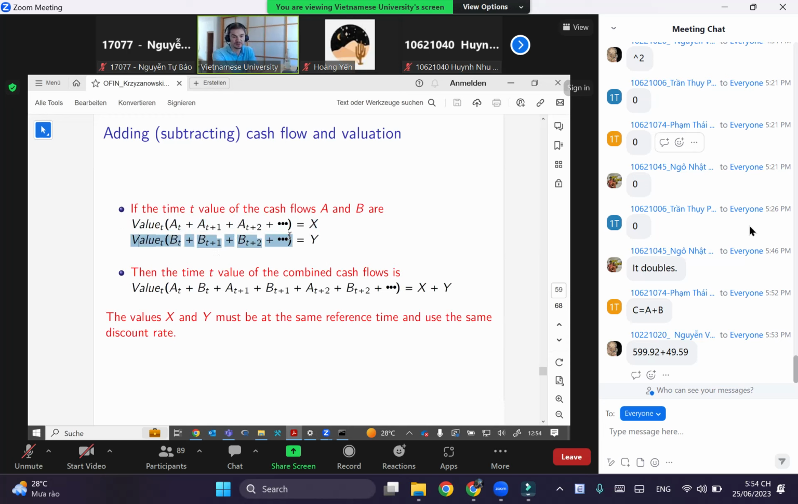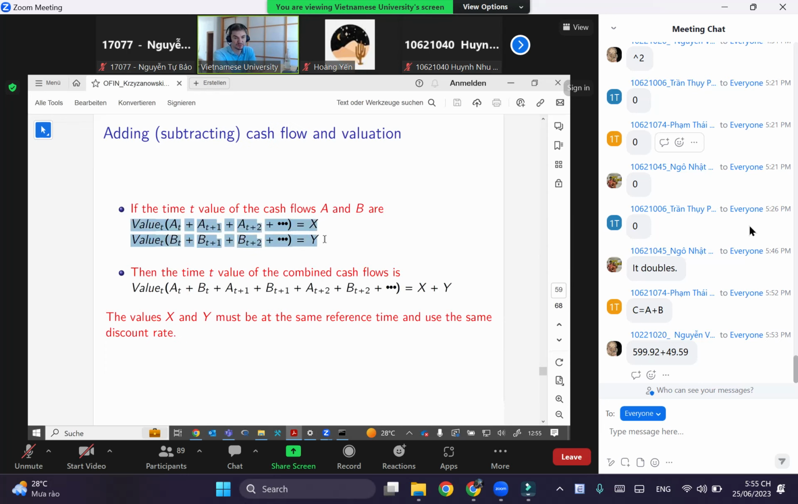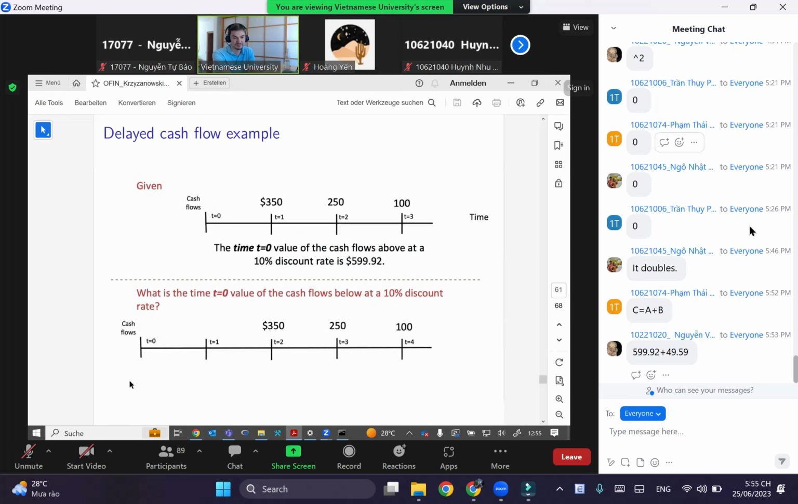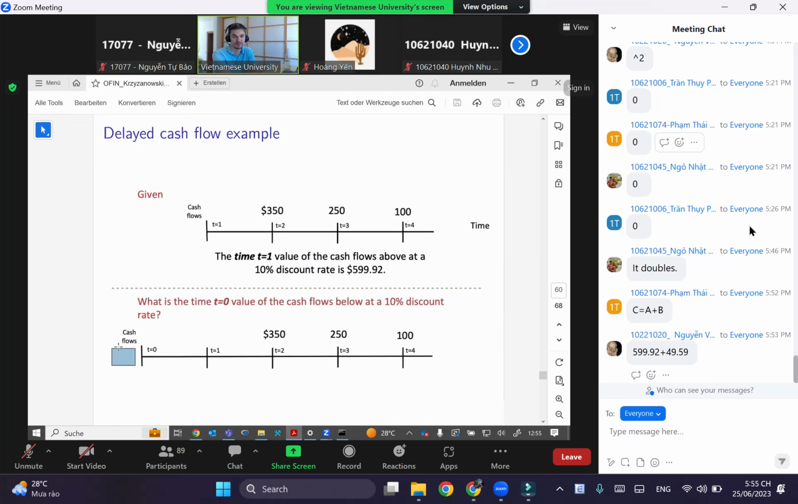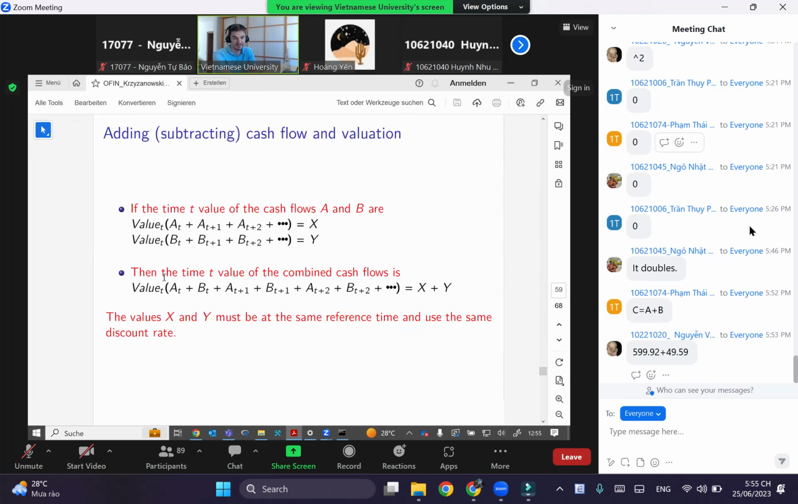Here you have the value of B, investment opportunity B, which has certain cash flows, which is Y. And then the time t value of this third investment opportunity, which is the sum of A and B, at the different points in time, is nothing else than the time t value of A plus the time t value of Y, because of the law of one price.